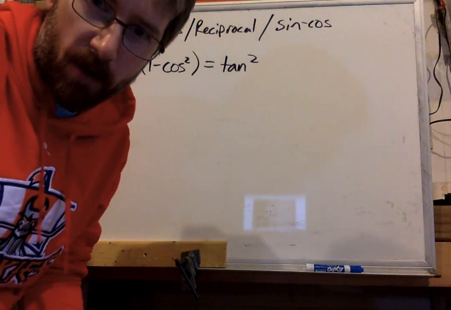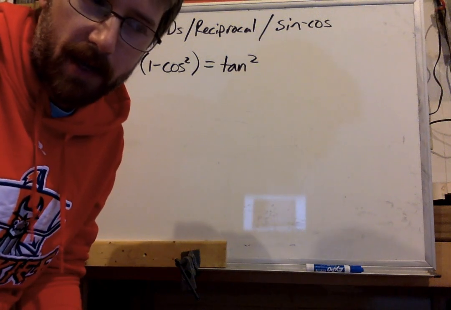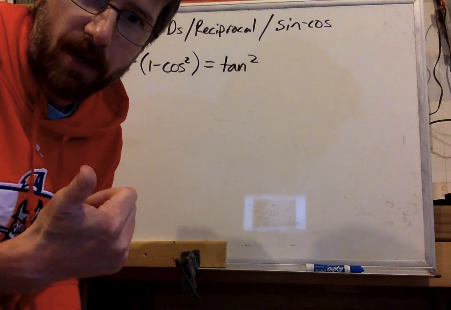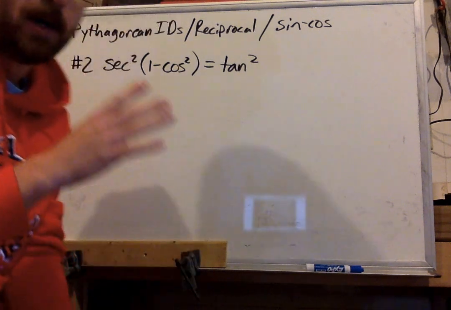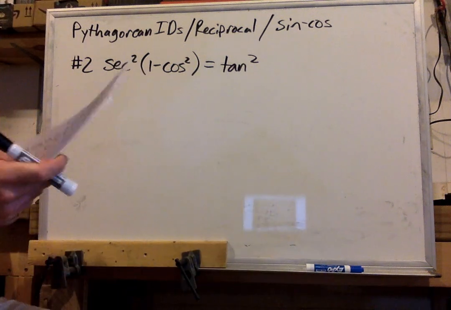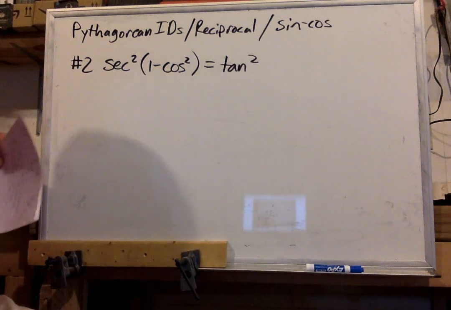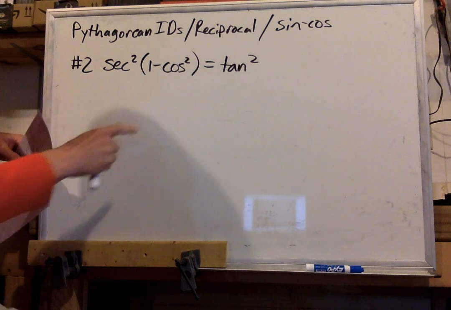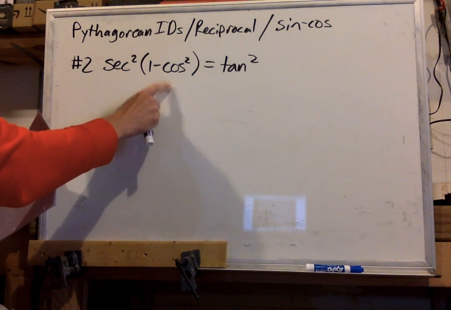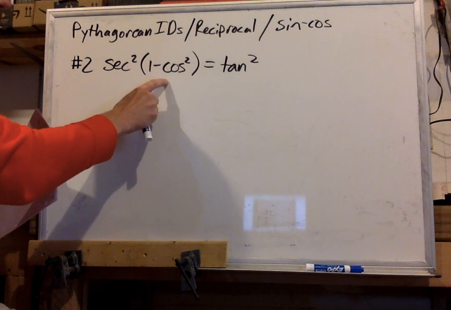Hey guys, quick video about how to recognize when to use Pythagorean identities, reciprocal identities, and converting to sine and cosine. So a couple of examples here. One of them, number 2 from the homework, secant squared times 1 minus cosine squared equals tangent squared. Hopefully this one you would immediately recognize as a Pythagorean identity.